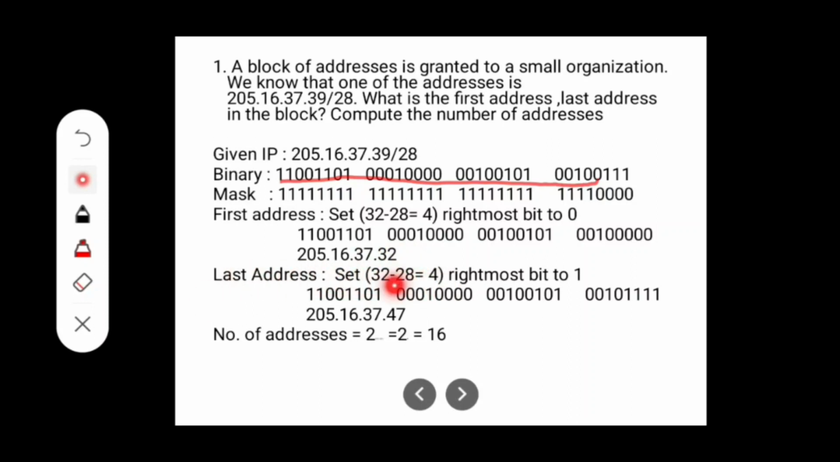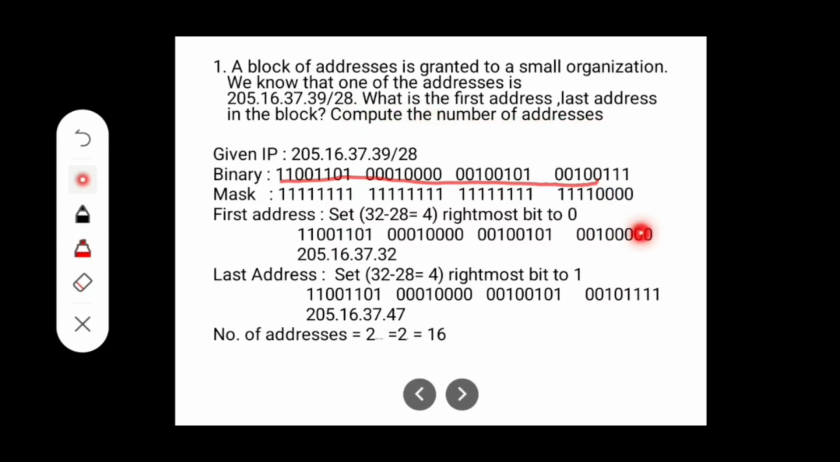Now the last address. The last 4 bits will be represented as 1 instead of 0. The last 4 bits were 0, but to find the last address we represent the last 4 bits as 1. So the corresponding IP in decimal notation is 205.16.37.47. Clear?